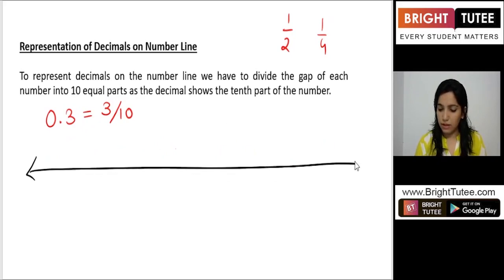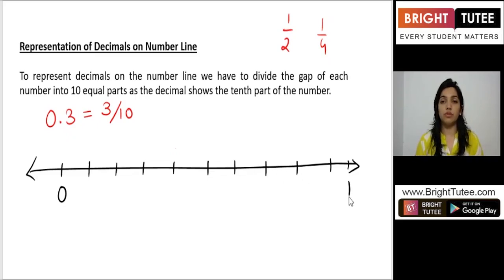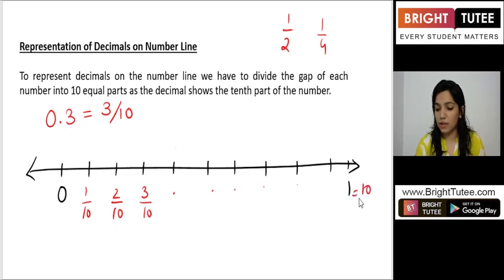Okay, so this is the number line. So 1, 2, 3, 4, 5, 6, 7, 8, 9, 10. So this is 0. This is 1, 2, 3, 4, 5, 6, 7, 8, 9 and 1. Now we have made 10 divisions between the numbers 0 and 1. So now do you remember, if we are going to represent 3 over 10, this particular number here will be 1 over 10, 2 over 10, 3 over 10, 4 over 10, 5 over 10, 6, 7, 8, 9 and finally 1 is basically 10 over 10.